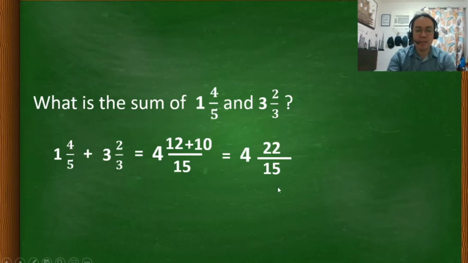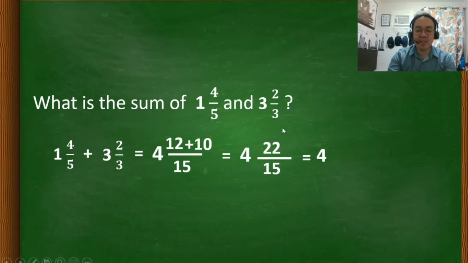So, anong tawag sa kanya? Tawag sa kanya ay proper fraction. Kapag improper fraction, children, ang gagawin natin, gagawin natin siyang mixed number before we add the whole number. So, equals muna siya. Copy 4 para hindi malito. Ano yung mixed form ng 22 over 15?